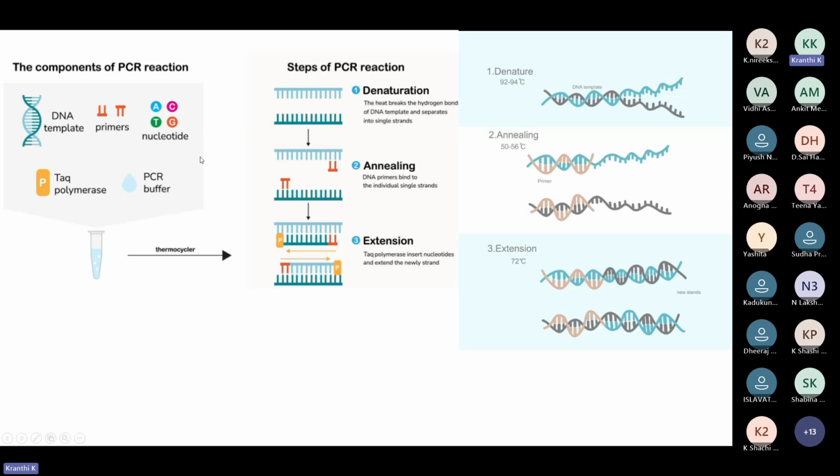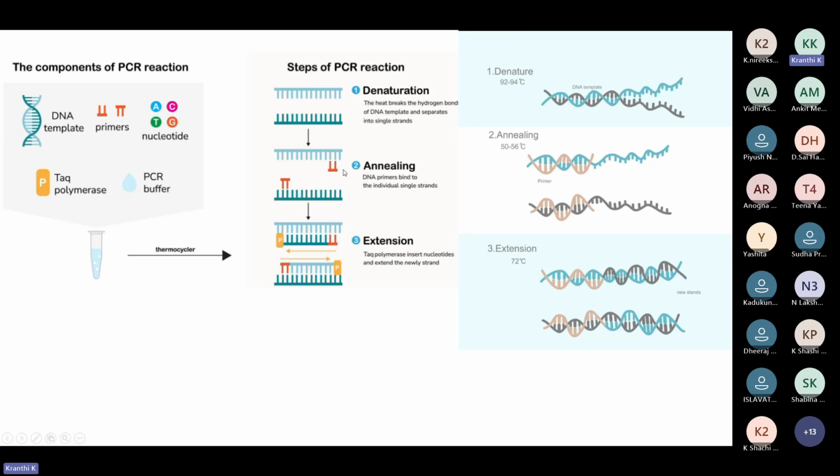Now add all these to a thermal cycler. There is an instrument called the thermal cycler. So what does the thermal cycler do? First, it will denature the double stranded DNA into two separate strands. The thermal cycler maintains the temperature, and based on the temperature, it separates the double strand into two strands. Then after separating, you adjust the temperature, and the primers will bind to the priming sites here. The two primers will bind here.